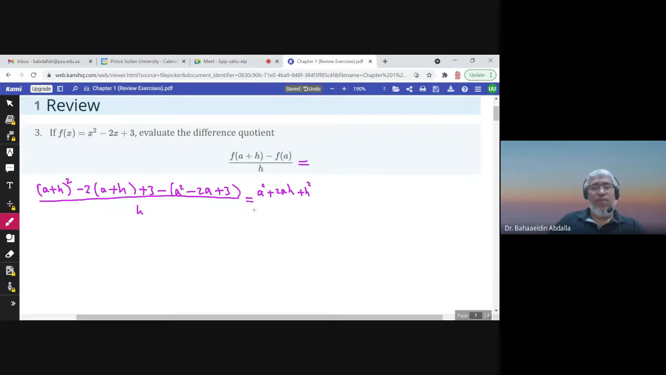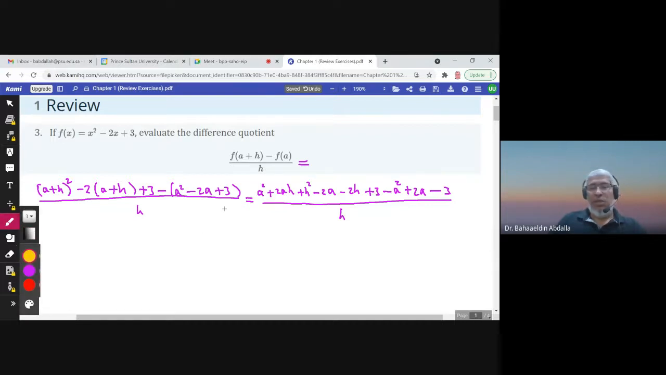This is a square of a binomial, minus 2a, and also minus 2 is multiplied by h, then plus 3. Then this negative sign also will be distributed. Negative a square, minus times minus is positive 2a, and negative 3, over h. Now we notice some cancellations: a square with negative a square, negative 2a with positive 2a, positive 3 with negative 3.